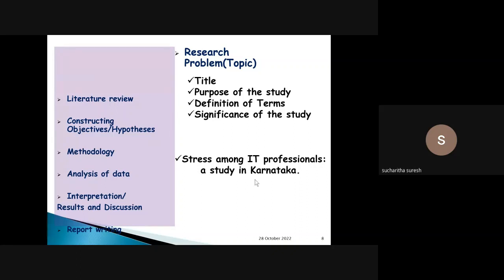All right, then comes the significance of the study. What is the impact of your study? What benefits will people get out of your study? If you study stress among IT professionals, in the form of remedial measures or suggestions, you will be giving certain suggestions that will help people like IT professionals to handle their stress or cope with the stress. So the significance of the study is like that. You understood? These things will come under research problem. I need to have these things in my hand while writing my research paper. So here I'm giving the what, why, and implications that have to be known when I'm writing a paper on stress among IT professionals, a study in Karnataka. Okay. Next comes literature review.